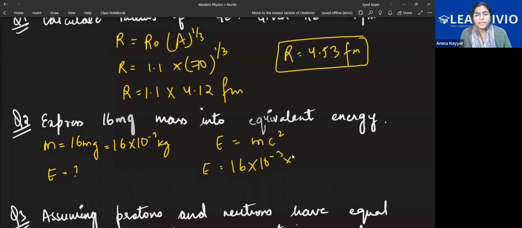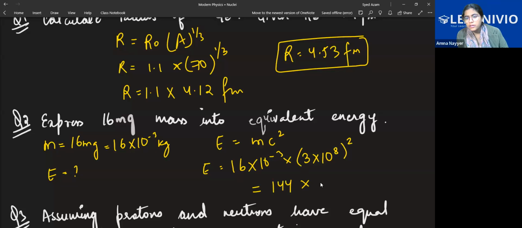C square means the speed of light. That is 3 into 10 to the power 8 whole square. So this will be 9 into 16, 144 into 10 to the power 13 joules. Okay, so this will be the energy. Please write this question also.